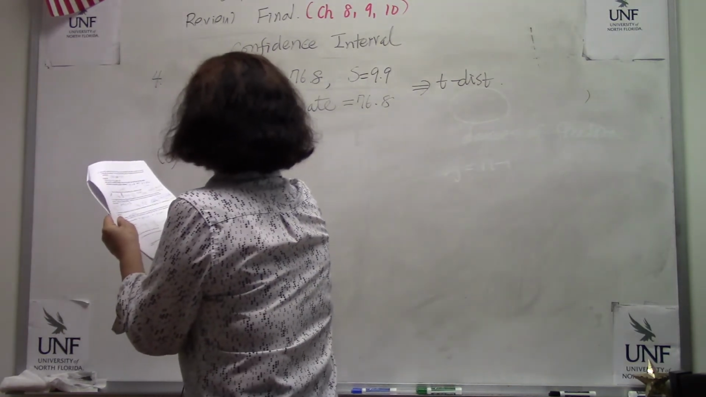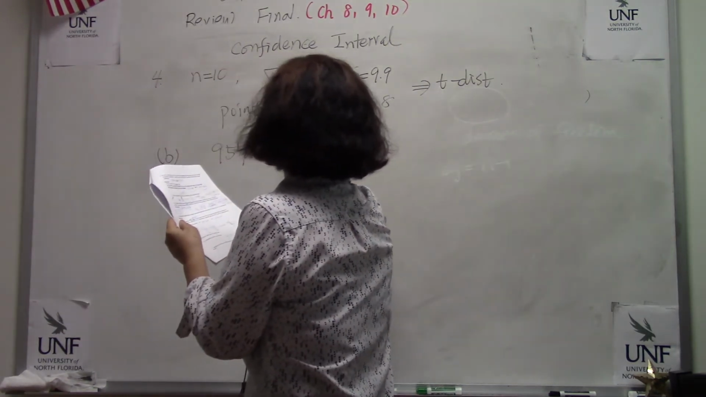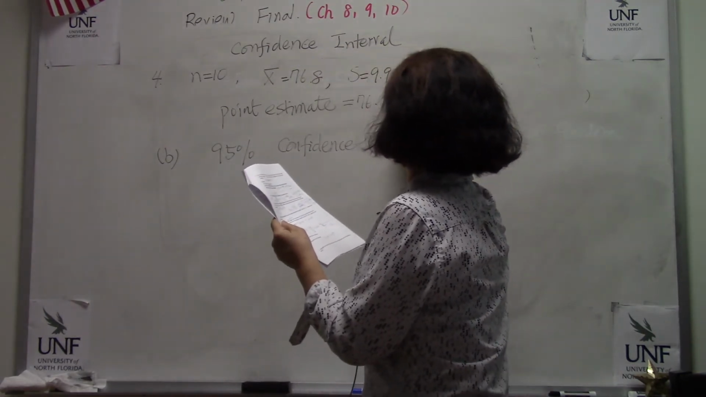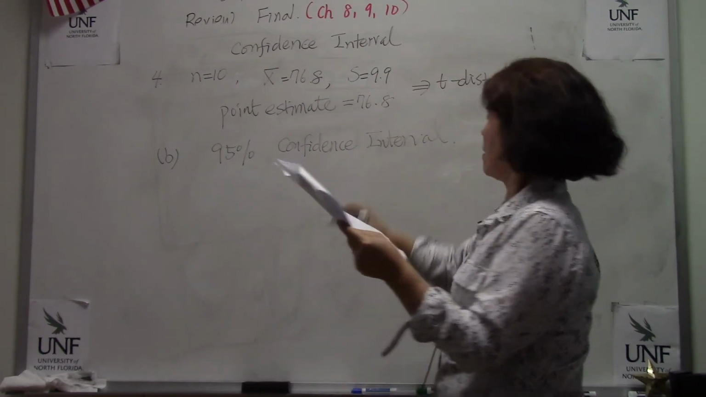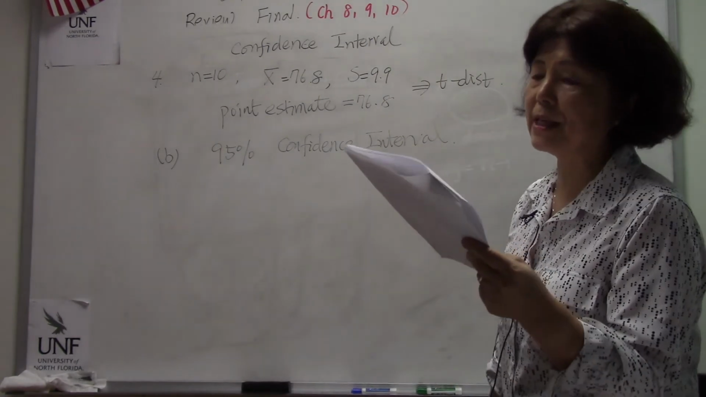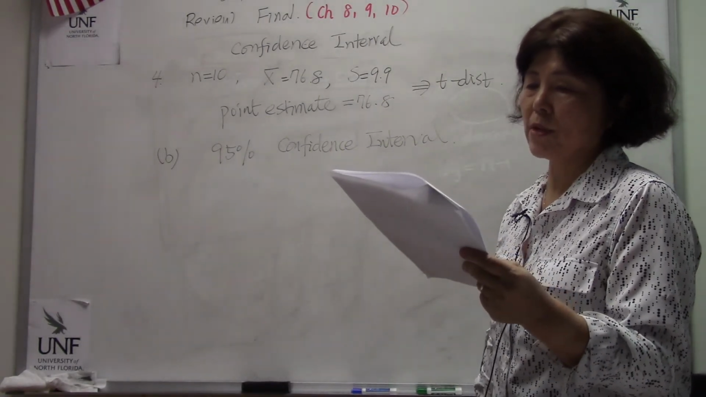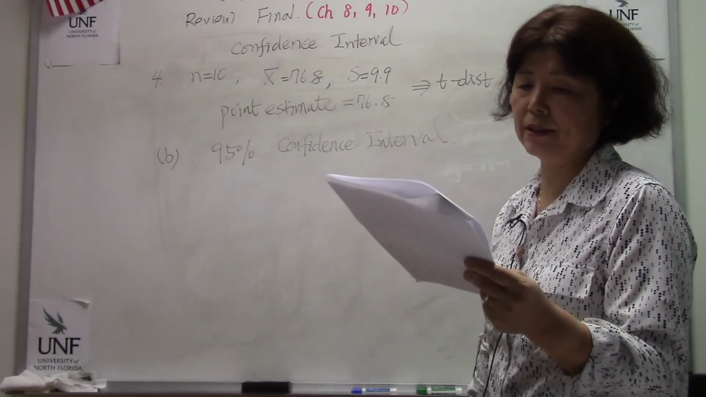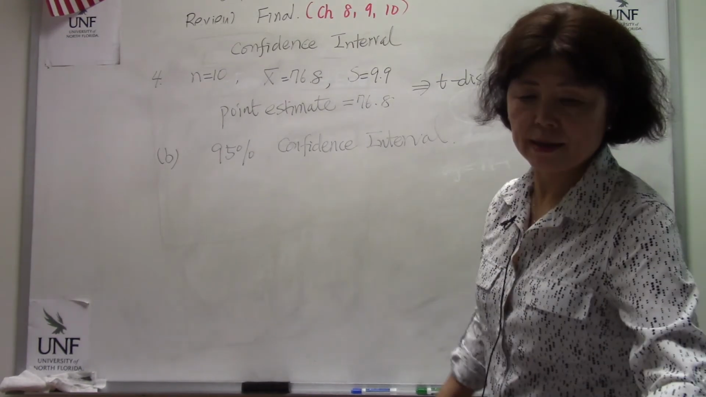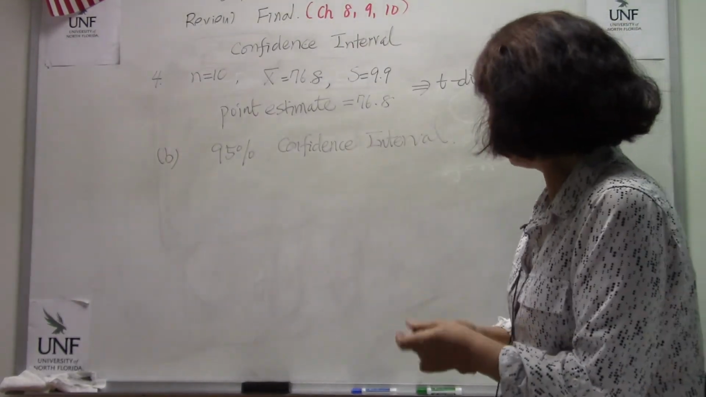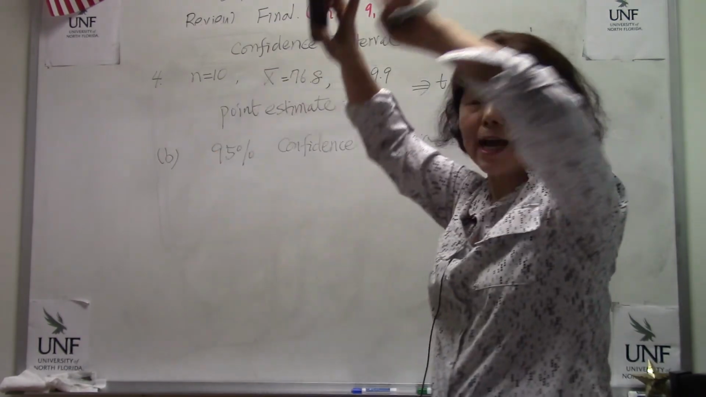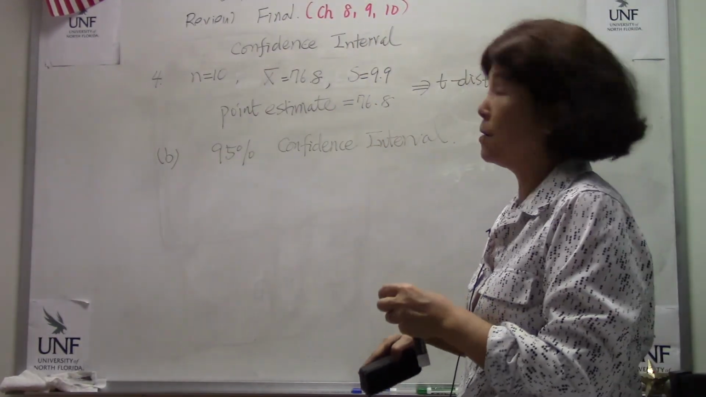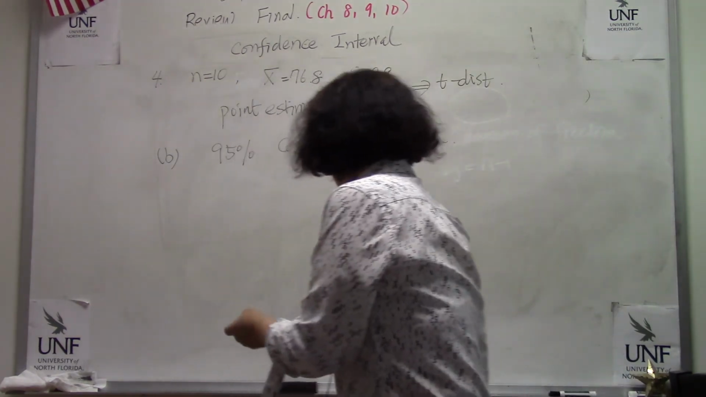Part B: give a 95% confidence interval for the mean in the population and interpret your result. Well, what is the population over here? The population is the entire student body in that course, the introductory economics course, right? So here we go.